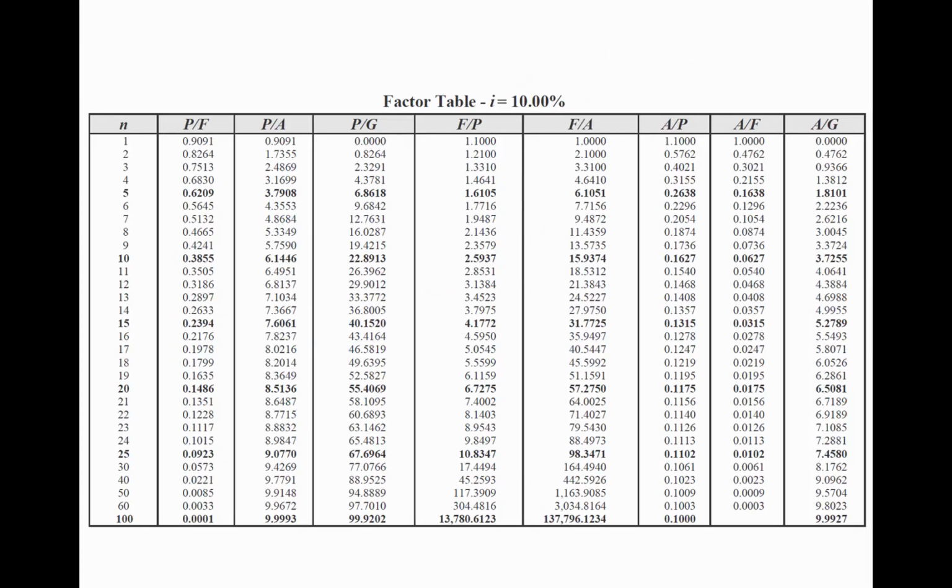So here is a factor table, and you can see each column has the numbers for find P given F, find P given A, but in this table there's also G. And so far you're already familiar with what P means. It's present. It's a single present value. F is a single amount in the future. A is that annual series we've just been discussing. But a gradient is something a little bit more complicated. That's what we'll talk about in today's class.